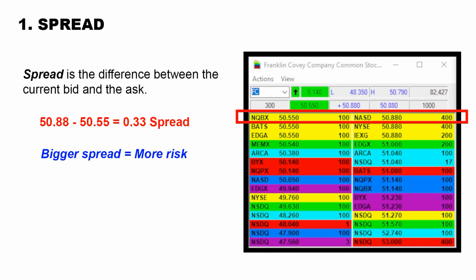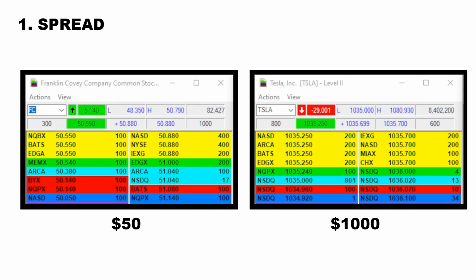So I usually stay away from spready stocks, but of course if you really want to take the trade, you can always account for the spread and share size accordingly. But the key is to be aware of it. And of course spread is all relative to the price as well. This being a $50 stock, I would say a 33-cent spread is on the spready side, but on a $1,000 stock like Tesla, 33 cents is nothing. So the higher the price is, you can expect more spread.